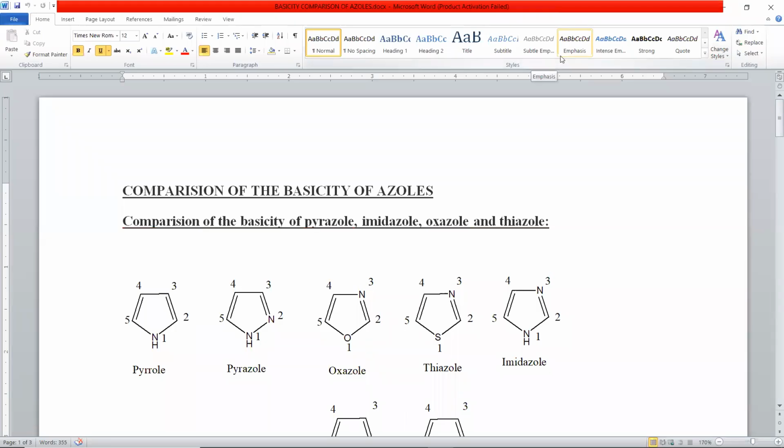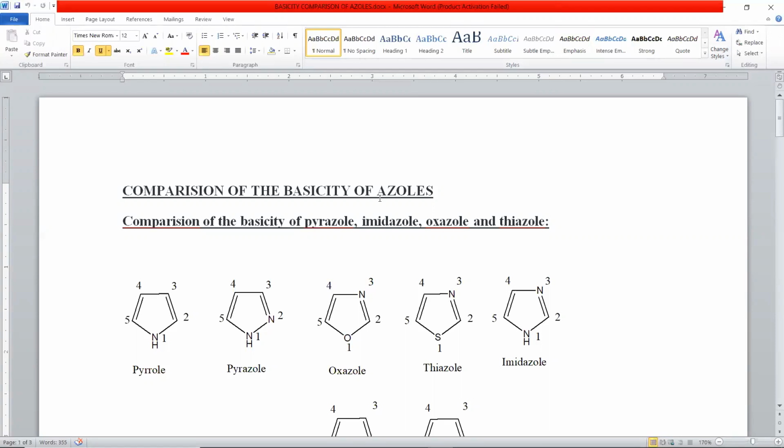Comparison of the basicity of azoles. So azoles are the compounds containing nitrogen in a five-membered ring system. It may contain another nitrogen atom or other heteroatoms like oxygen or sulfur. The question which is frequently asked in the examination: comparison of the basicity of pyrazole, imidazole, oxazole, and thiazole.